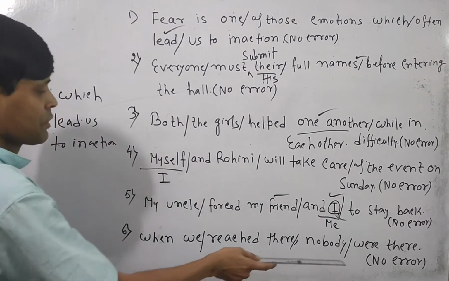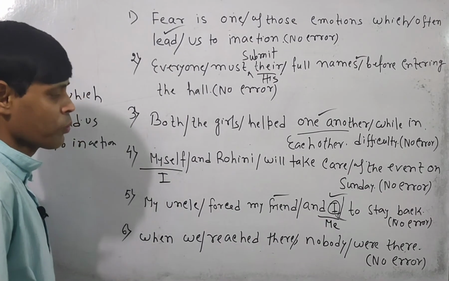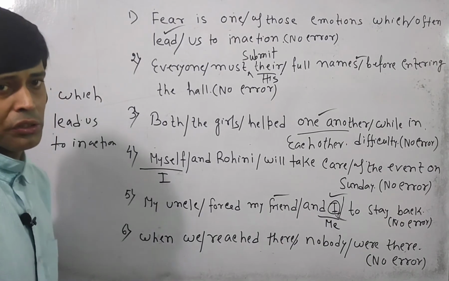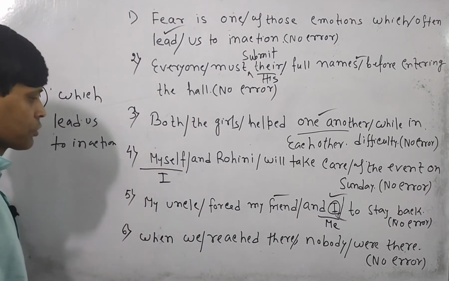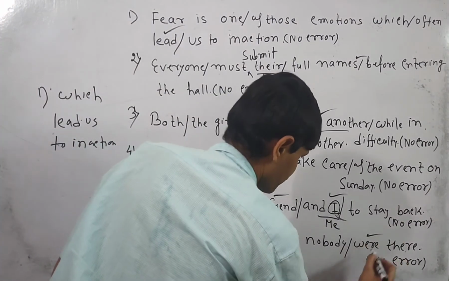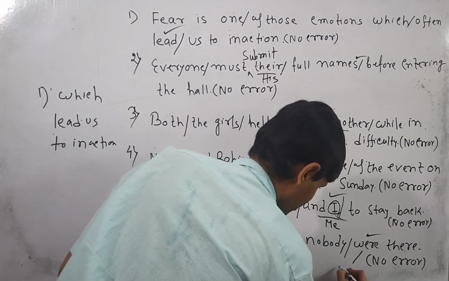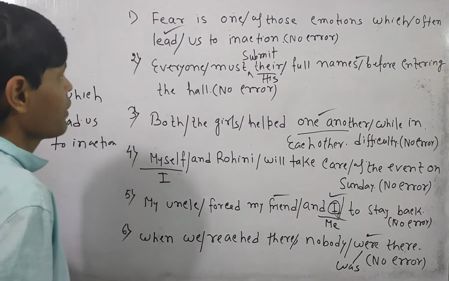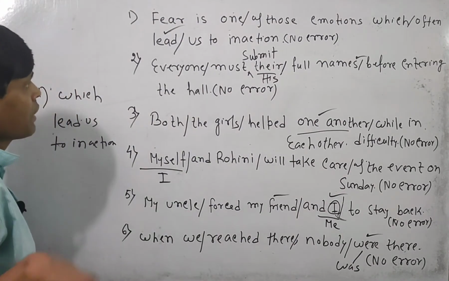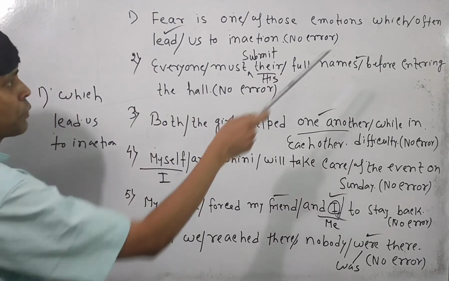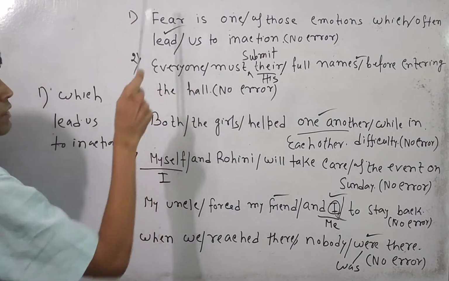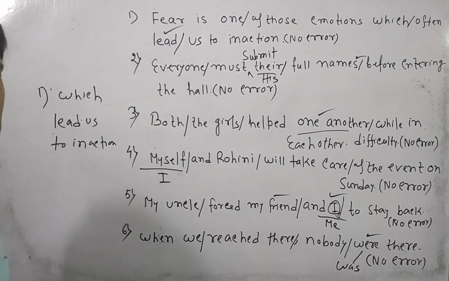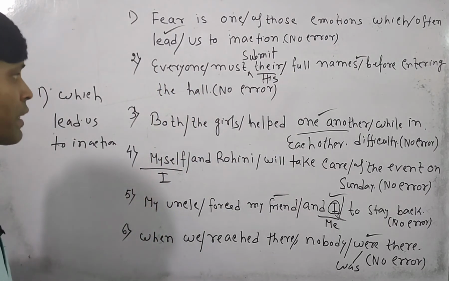But here, just after this indefinite pronoun nobody, were is written. So this is a mistake. You have to take it very seriously. Instead of were, was would be the answer. Was. Now if I just go over this, here lead will be the answer, as which indicates it is in the simple present tense. So s or es must be added.